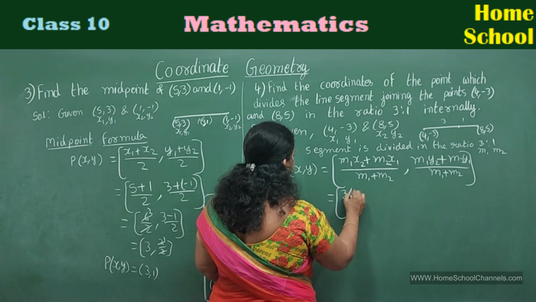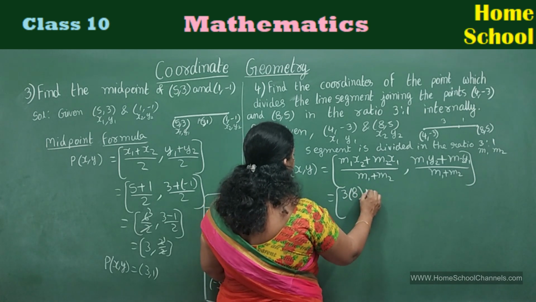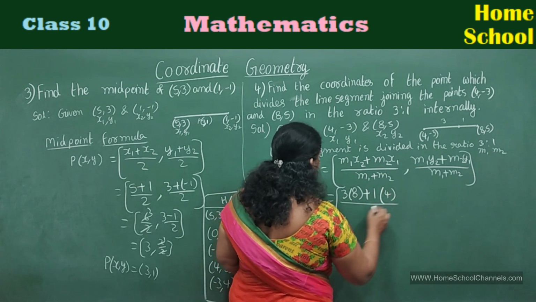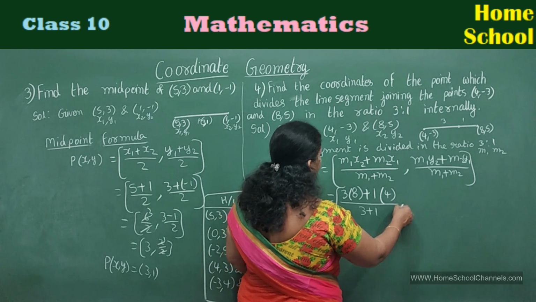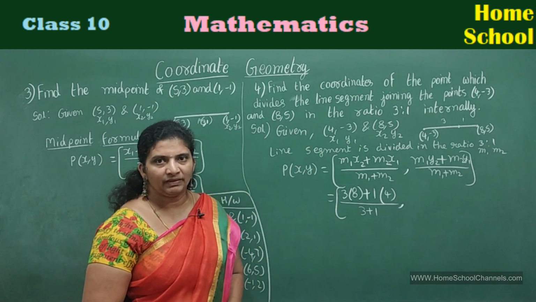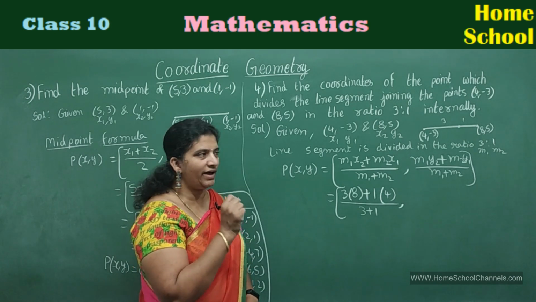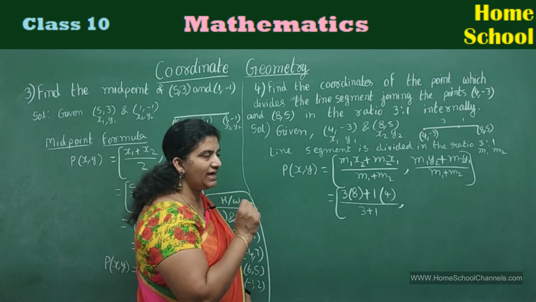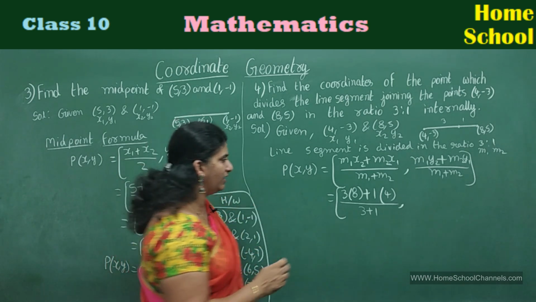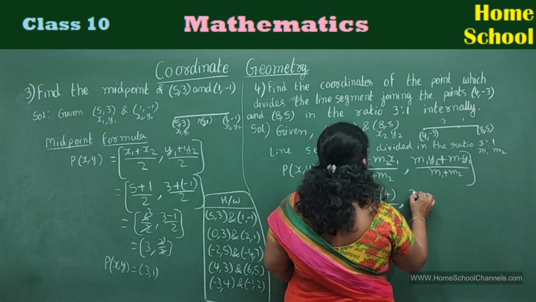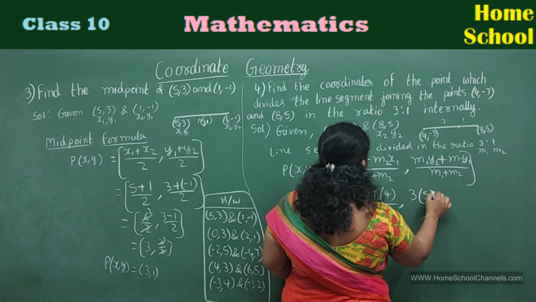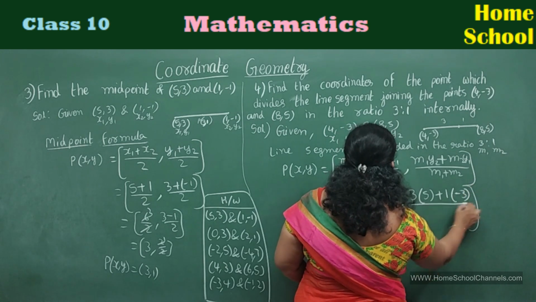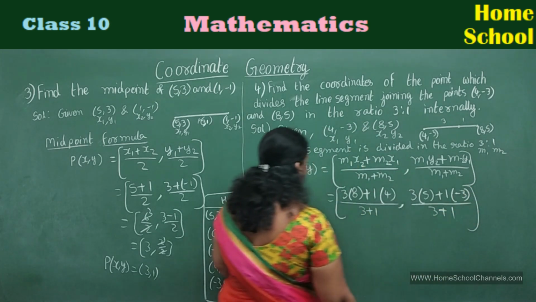m1 value is 3 into x2 value 8 plus m2 value is 1, x1 value is 4. This substitution you should be very careful. You make lots of mistakes in this chapter. Where you have a minus, you don't use bracket. There your problem goes wrong. So be careful while you are substituting the values. m1 3, y2 5, m2 1, y1 minus 3, by m1 plus m2, 3 plus 1.